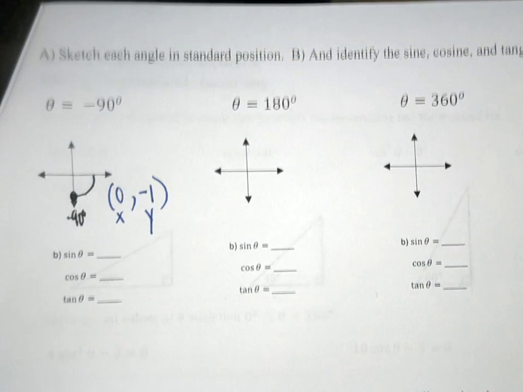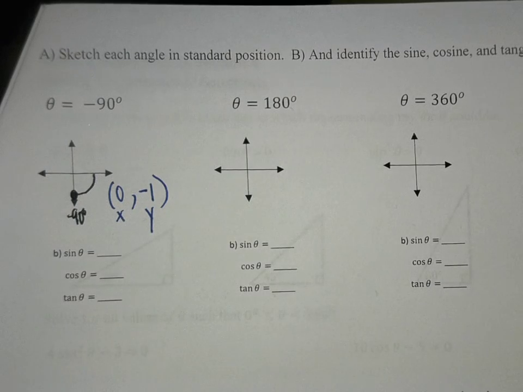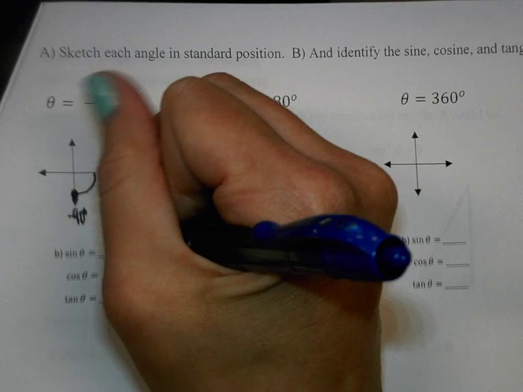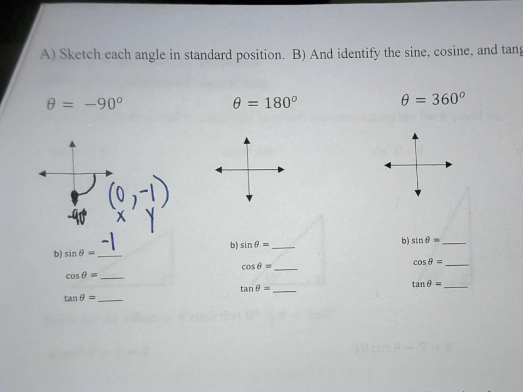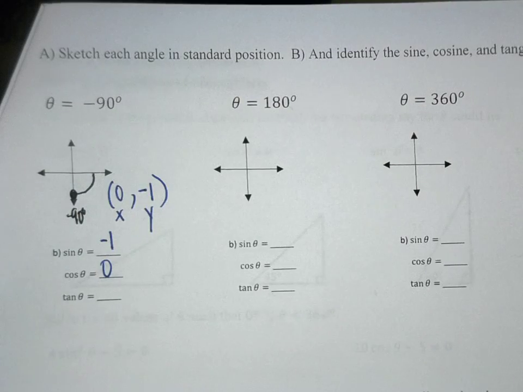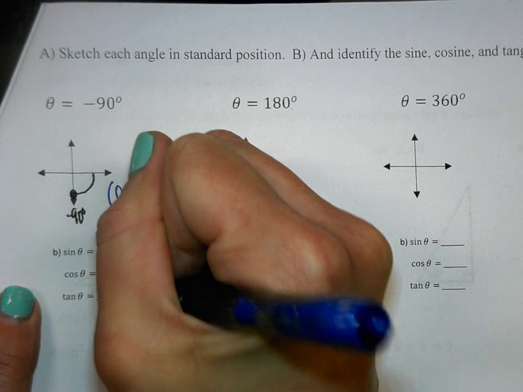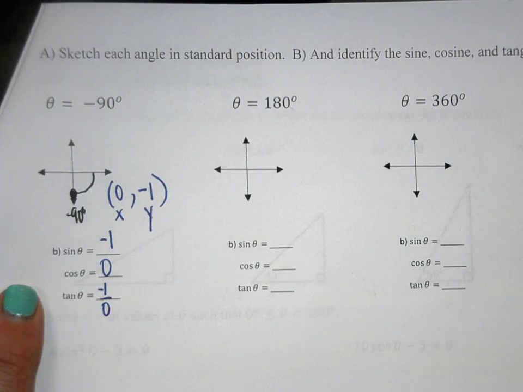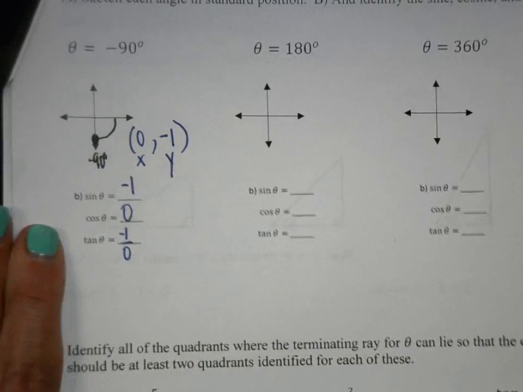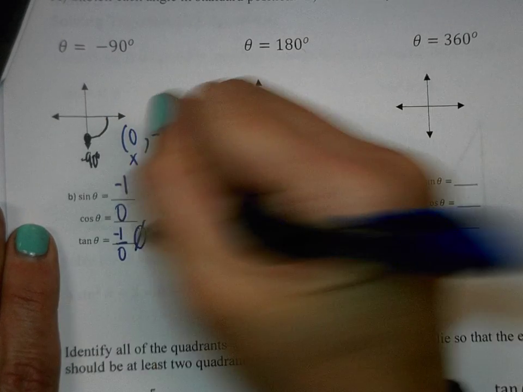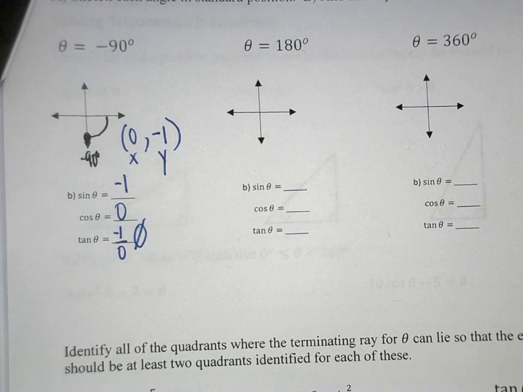And so therefore, what is the sine there? -1. Good. What is cosine? 0. For tangent, it would be y over x, which is -1 over 0. Can you ever have 0 in the denominator? No. So therefore, this one actually is undefined. There is no tangent of -90 degrees. It does not exist.